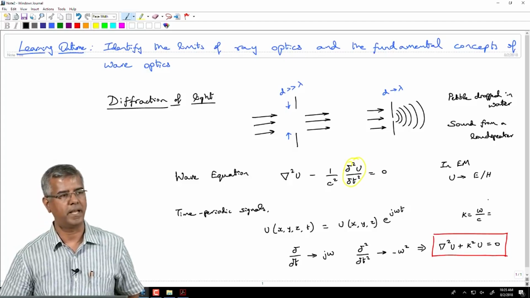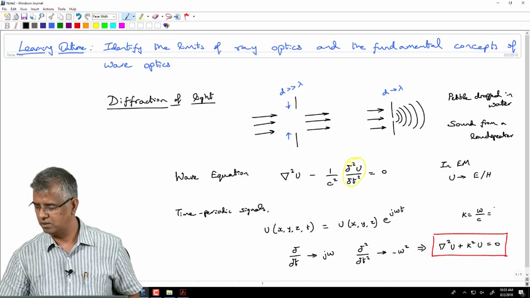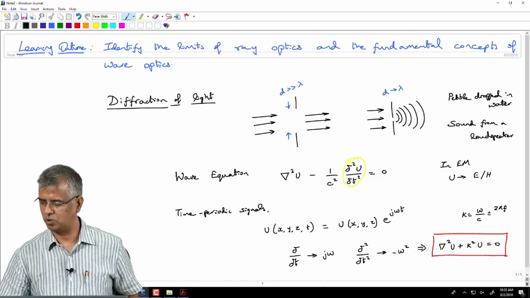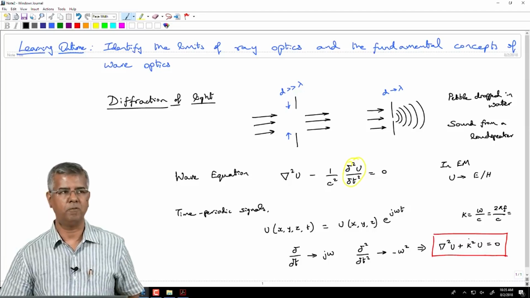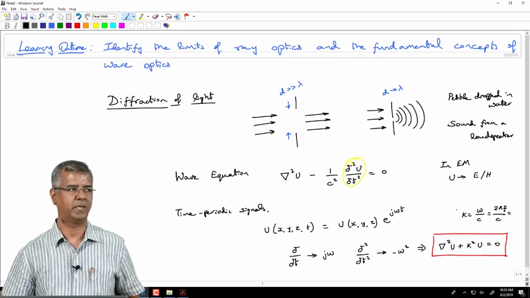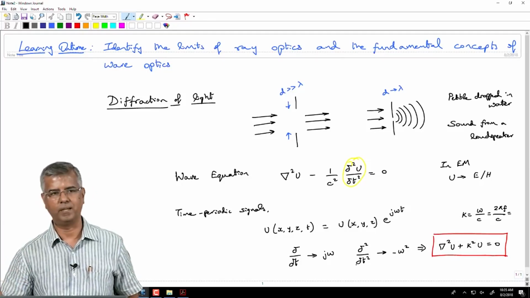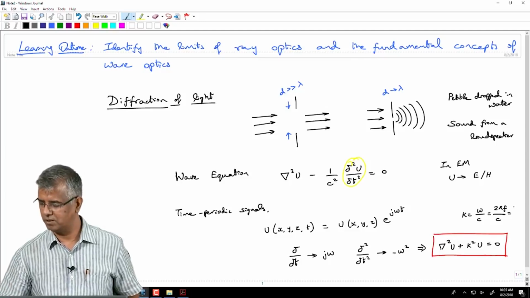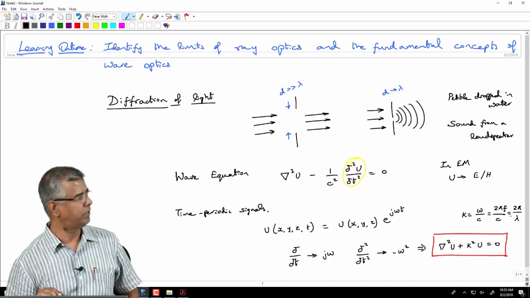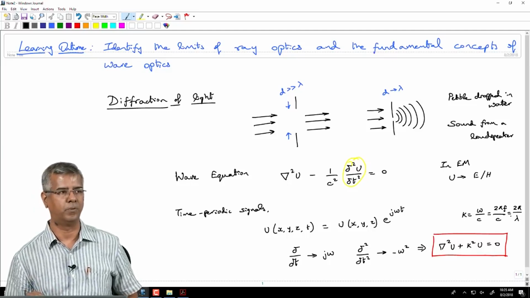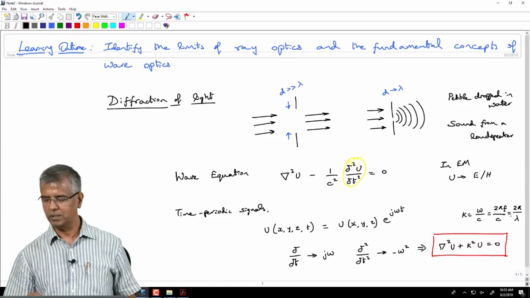where k is given by omega over c. Omega is nothing but the angular frequency. So, you can write it as 2 pi f over c, and c over f is what? C is the velocity of that electromagnetic wave, sorry, in this case this light wave, and f is the frequency. So, c over f would correspond to lambda. So, you can write k as 2 pi over lambda.